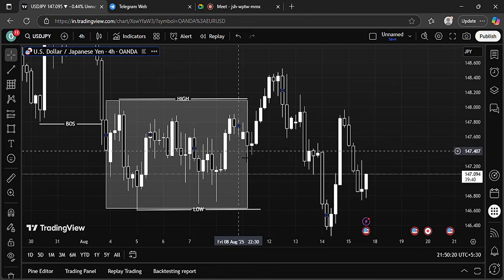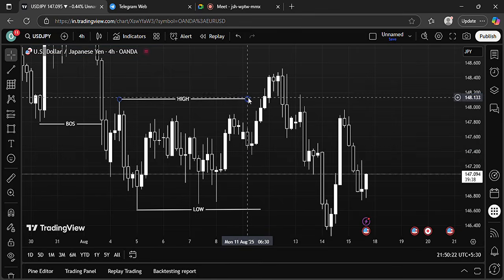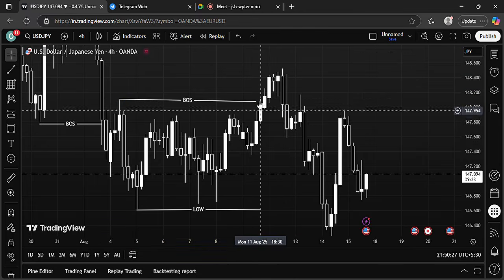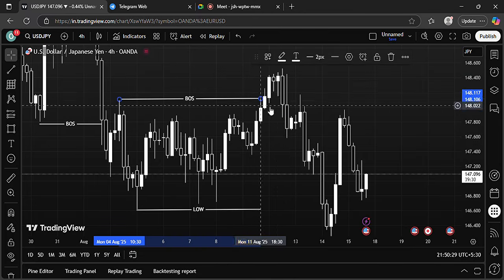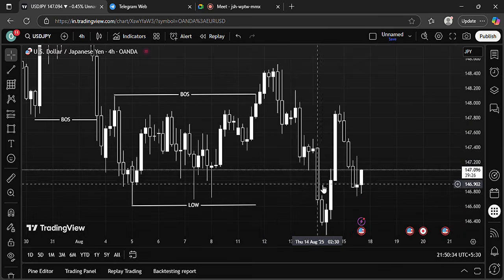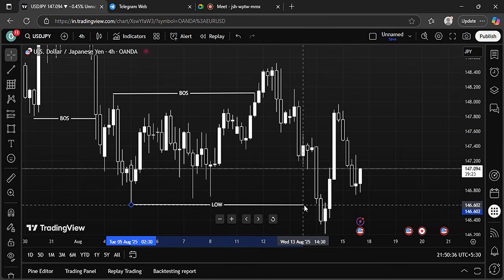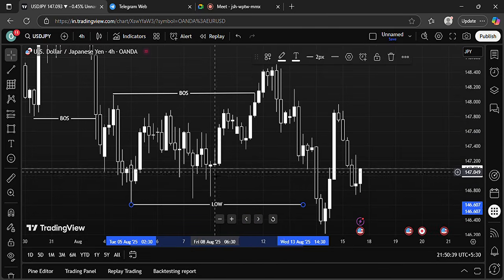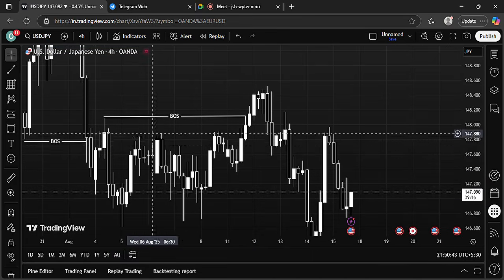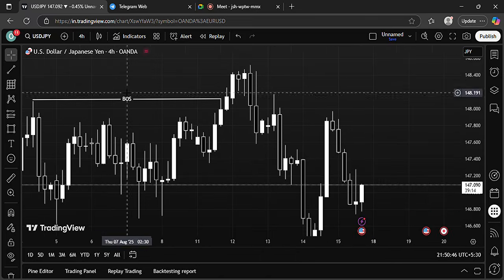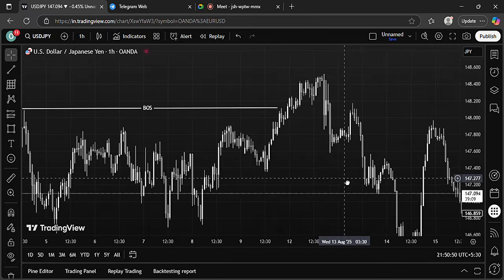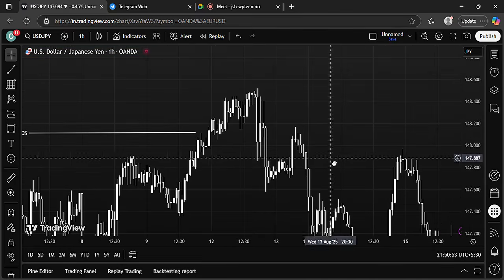So what we see is a break of structure to upside, or a liquidity sweep from the buy side liquidity. We will mark this as a break of structure. Okay, so now the upper buy side liquidity is swept. Now what we have to target is the lows, the next liquidity which is sitting below the liquidity pool. So we'll go to a shorter time frame, like 1 hour. We will look for confirmations there.